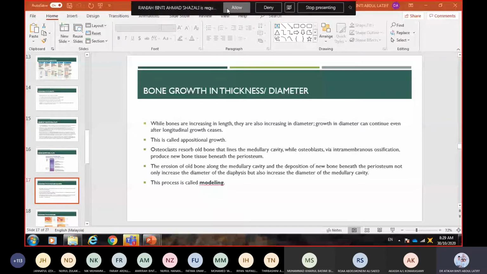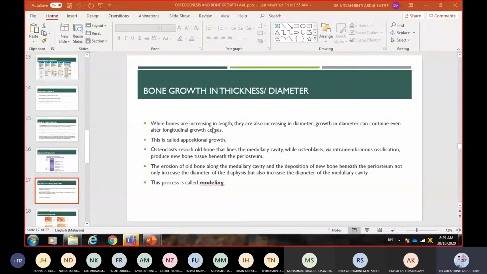Osteoclasts resorb old bone that lines the medullary cavity, while osteoblasts via intramembranous ossification produce new bone tissue beneath the periosteum.